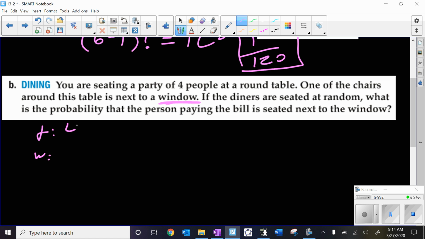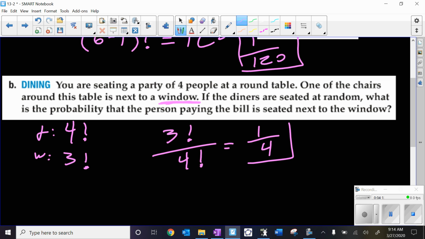So for our total, and then what we want, that's what we're going back to. Total, there are 4 people. They can all sit randomly. And for what we want, the person next to the window paying the bill, all the other people can sit at random, so there are 3 different ways that they can sit at the table. We would find 3 factorial over 4 factorial, and when we do this, we would get 1/4. Again, that's something that you can plug into your calculator. The big thing, though, is knowing whether there is a fixed reference point or not. If there's no fixed reference point and you're around a circle, you have a circular permutation.